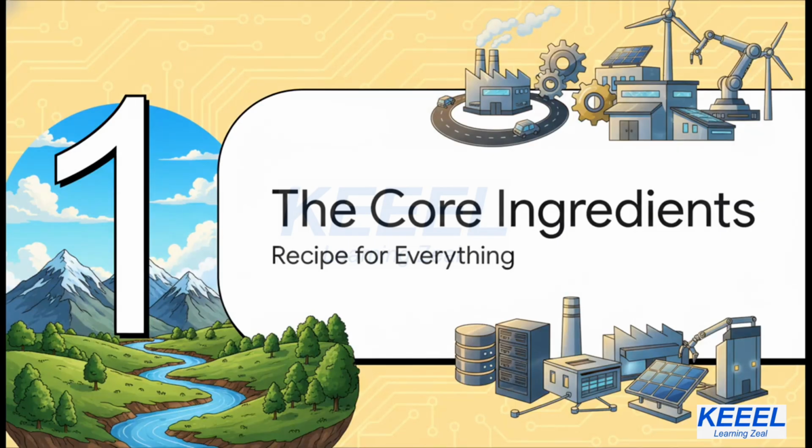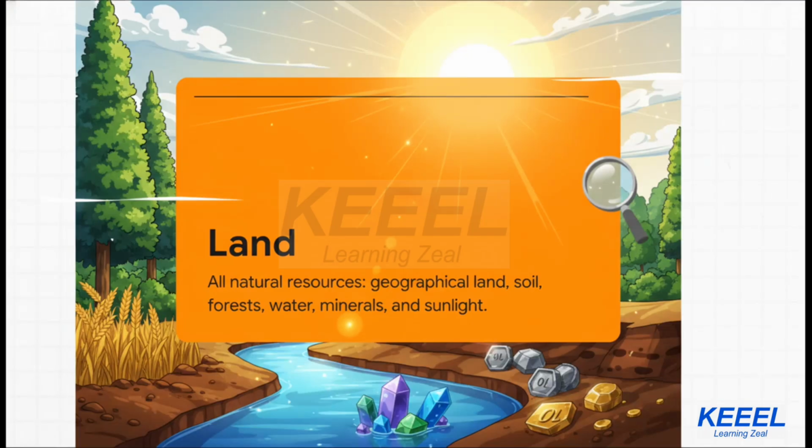All right, so every great recipe starts with the basics, right? Well, in the recipe for everything, our most foundational ingredients are the non-human elements. These are the physical resources of our world, and we group them into two main categories: land and capital. So first up, we've got land.